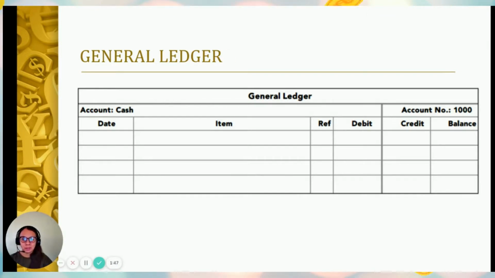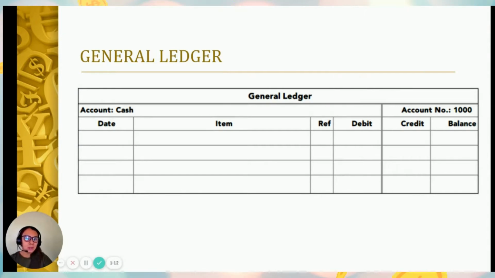And the date column identifies when the transaction happened. You will get this information from the original entry in the journal. Next, the item column represents the source journal and the nature of the transactions. The reference would still be the same; this is for cross-referencing. And the debit and credit columns are used for recording the amount of transactions from the general journal or from the special journal.